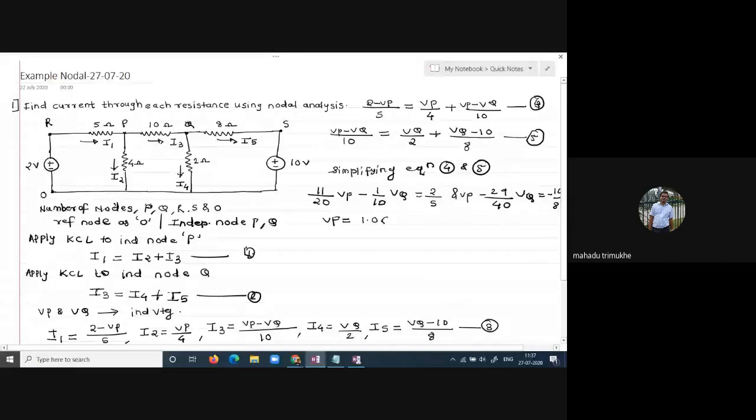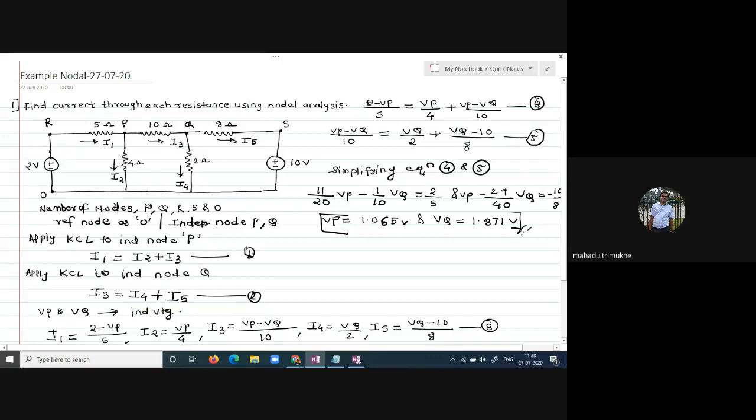1.6065 and Vq is equal to 1.87871. These are the two unknown voltages you are getting, that is Vp and Vq.